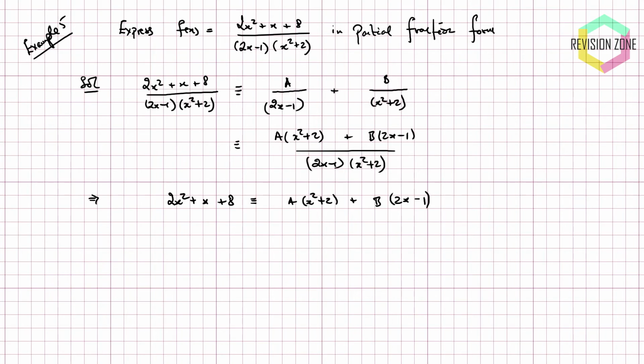Let me just expand this to say ax squared plus 2a plus 2bx minus b, and that's the same thing as ax squared, and then combining, the b term is just 2bx, and then the last term is just 2a minus b. And I'm going to equate coefficients because that seems very easy here.